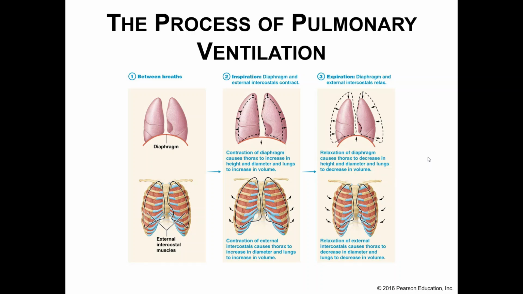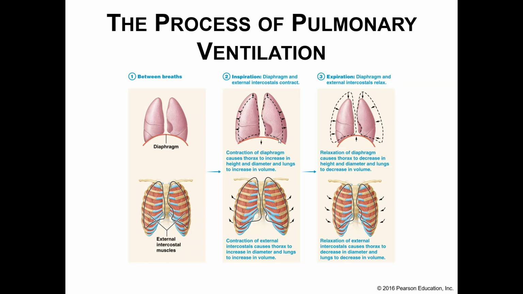Okay. So we're going to go left to right here. Step one is in between breaths, so quote unquote at rest. Okay. So in between breaths, diaphragm has this nice curved appearance. Okay. External intercostal muscles are just kind of hanging out. Nobody's really doing anything. Then we're going to breathe in.